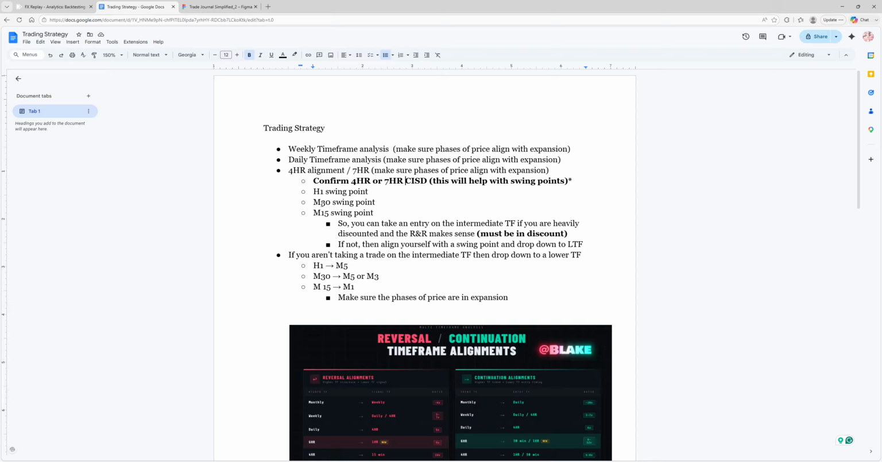And this is where things got a little bit tricky for me personally, because I thought, okay, I identify a 1 hour swing point and then I go down to the 5 minute, or I identify a 30 minute swing point and then I go down to the 3 minute.